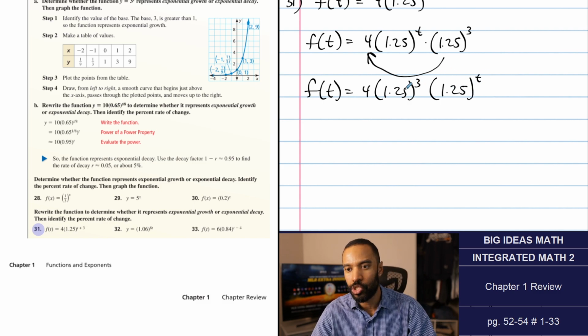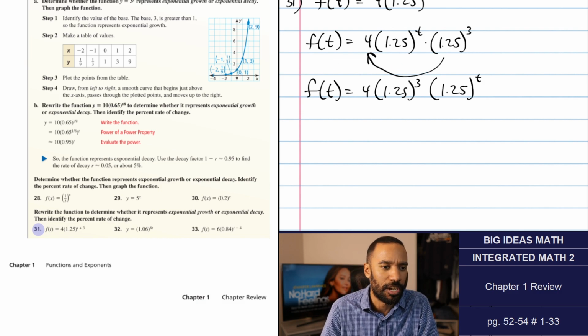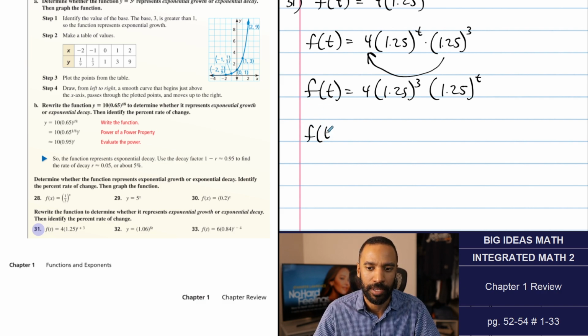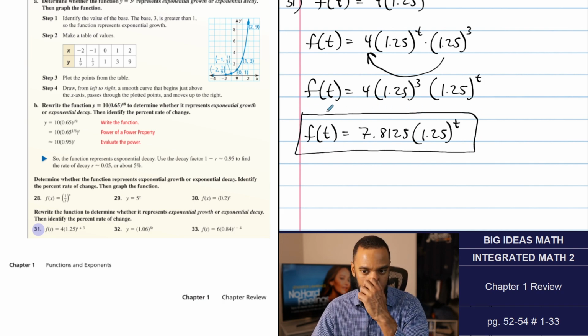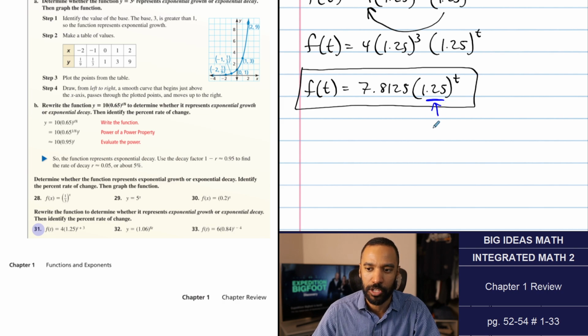They say rewrite it to determine something. I could be done right here and just tell you all about this part right here. But this becomes something as well. So I'm going to go ahead and figure that out. Again, you can't see it on my calculator, but 4 times 1.25 cubed, I'm getting 7.8125. And as long as the number's exact, I'm not going to round it. So that's 7.8125 times 1.25 to the t power. There's kind of a proper version of that rewrite. It's not the final answer. We're going to determine whether it represents exponential growth or decay. It's all about this value. This value is more than 1, so it's going to be exponential growth.